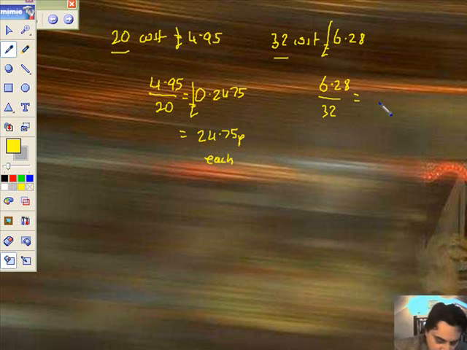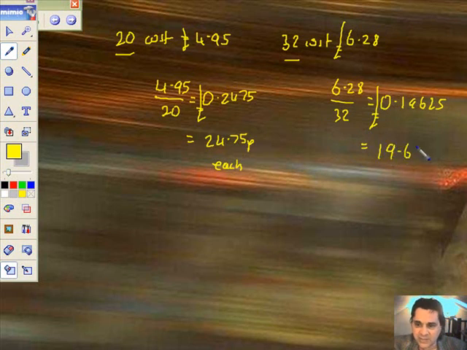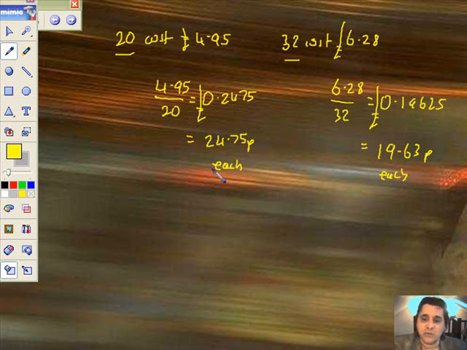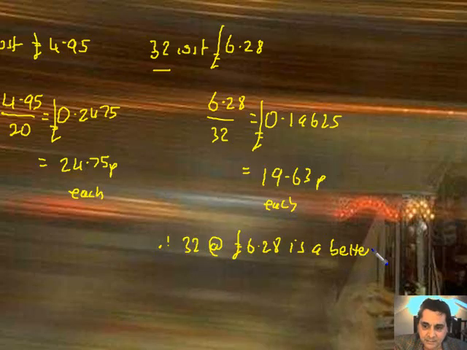So we'll do the same with this one. We've got 6.28 divided by 32 batteries, and that costs 0.19625 pounds, because I'm dividing pounds by the amount of batteries, and that will give me 19.63 pence each, and therefore it's cheaper to buy 32 rather than the 20. Therefore 32 at £6.28 is a better buy. It's cheaper per battery, and that's how you do best buys.